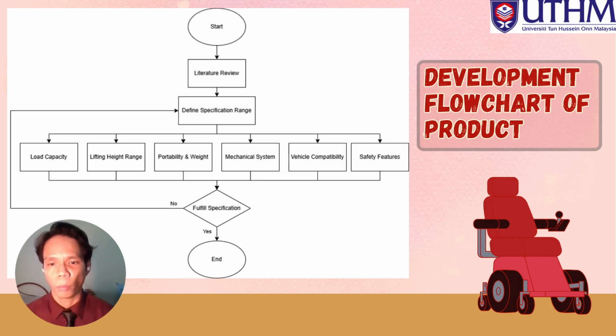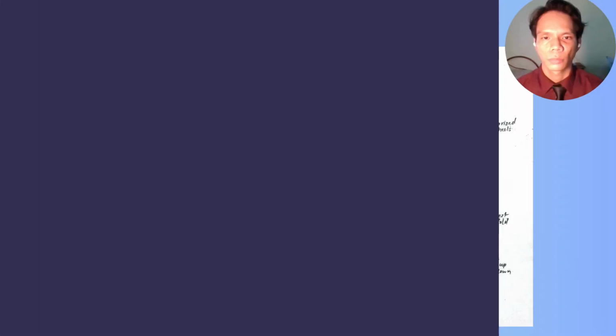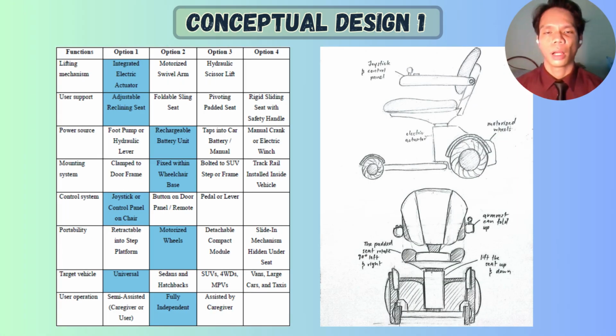So next we move on to the last chapter, which is the preliminary result. So this is the conceptual design one. Over here we have the morphological chart for the first design. The blue colored one is the option selected for this design.